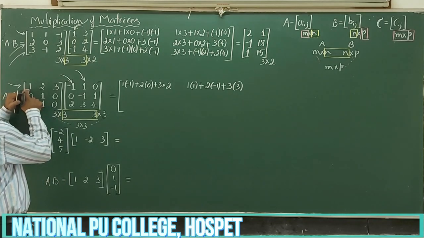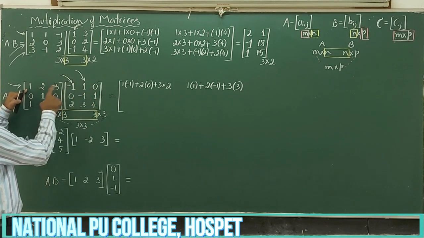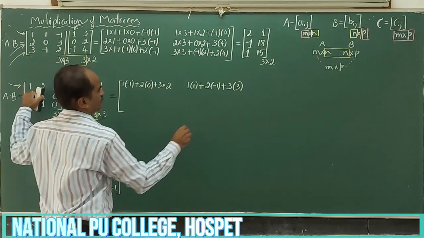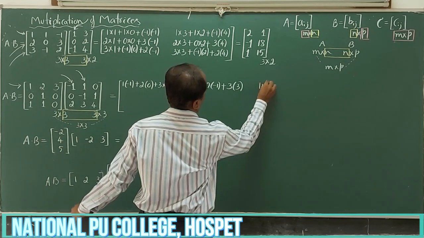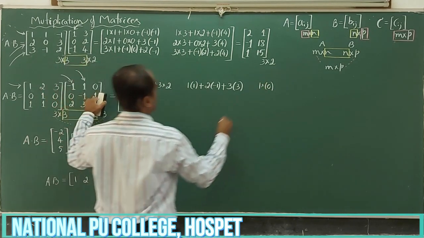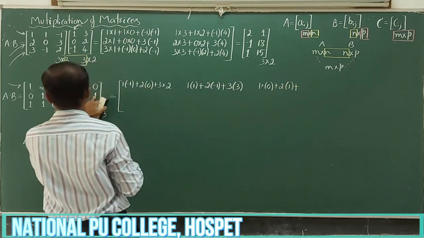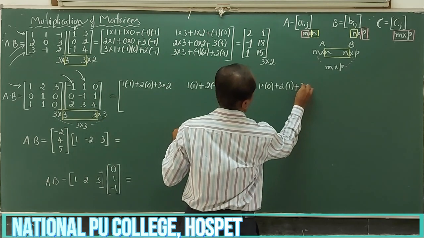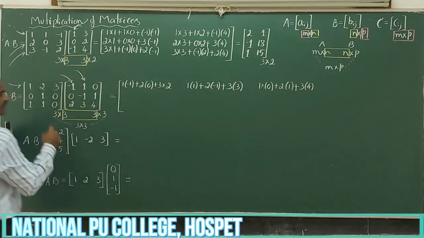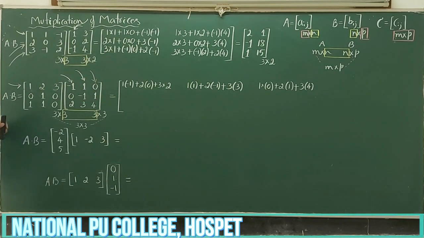Now first row, third column. 1 with 0, 2 with 1, 3 with 4. 1 into 0, 2 into 1, plus 3 into 4. We completed first row, first column, first row, second column, first row, third column.